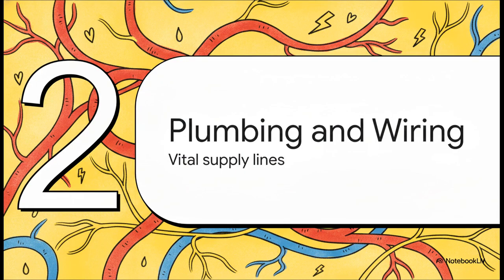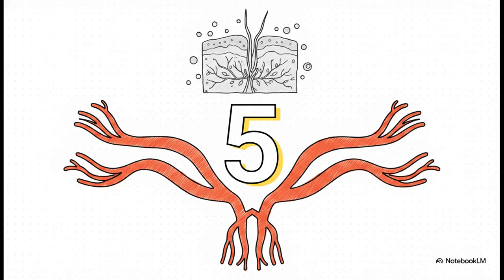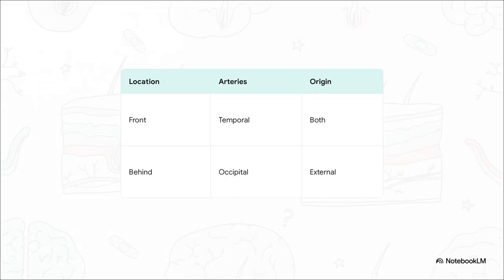All right, let's look at the plumbing and wiring, the vital supply lines keeping the scalp alive. When it comes to the arterial plumbing of the scalp, the magic number is 5. There are exactly 5 paired arteries constantly pumping a rich, heavy flow of oxygenated blood right into those dense tissues. If we map out those supply lines, 3 arteries supply the area in front of your auricle, which is your ear. Those are the supratrochlear, the supraorbital, and the superficial temporal arteries. Behind the ear, we have 2 more, the posterior auricular and the occipital arteries.